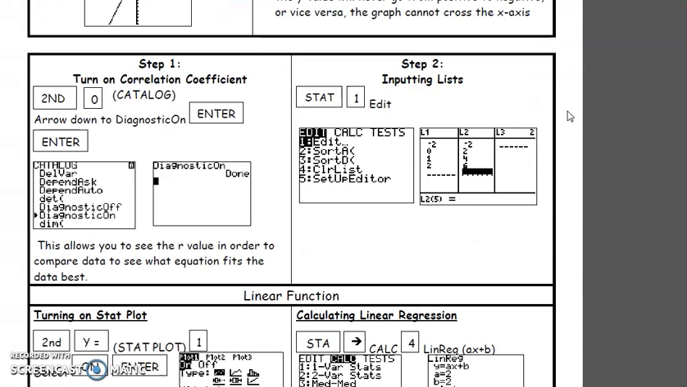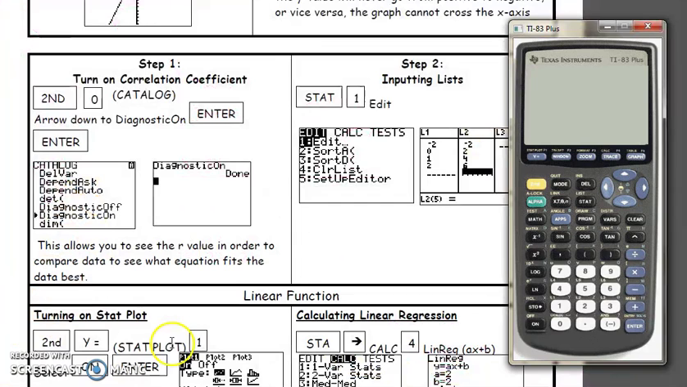Make sure on your calculator you have turned on the correlation coefficient, because we're going to need that to determine if linear or exponential is our best model. So turn your calculator on. To turn on the diagnostics, you're going to go to second and 0 for the catalog. And then for my calculator, I have to click all the way down to diagnostics on. Some of you can use a different function, but this is an older operating system. So diagnostics on is right here. And then I'm just going to hit enter twice. And then done, my diagnostics are on.